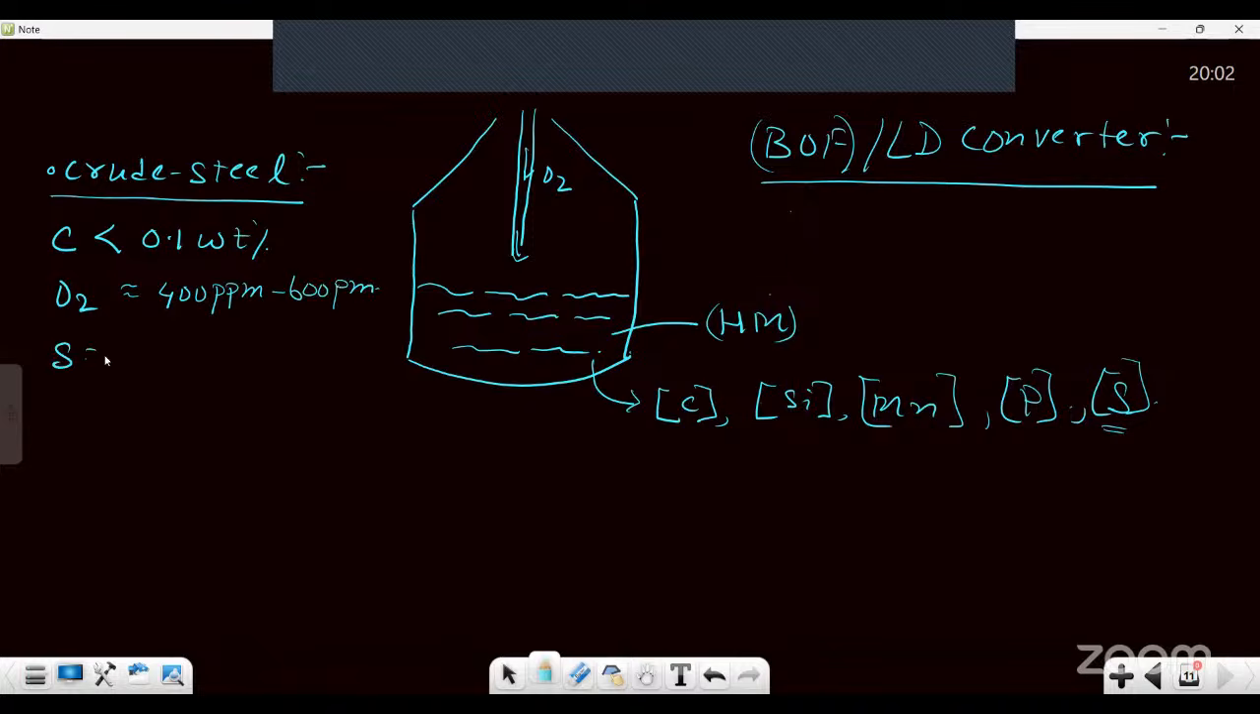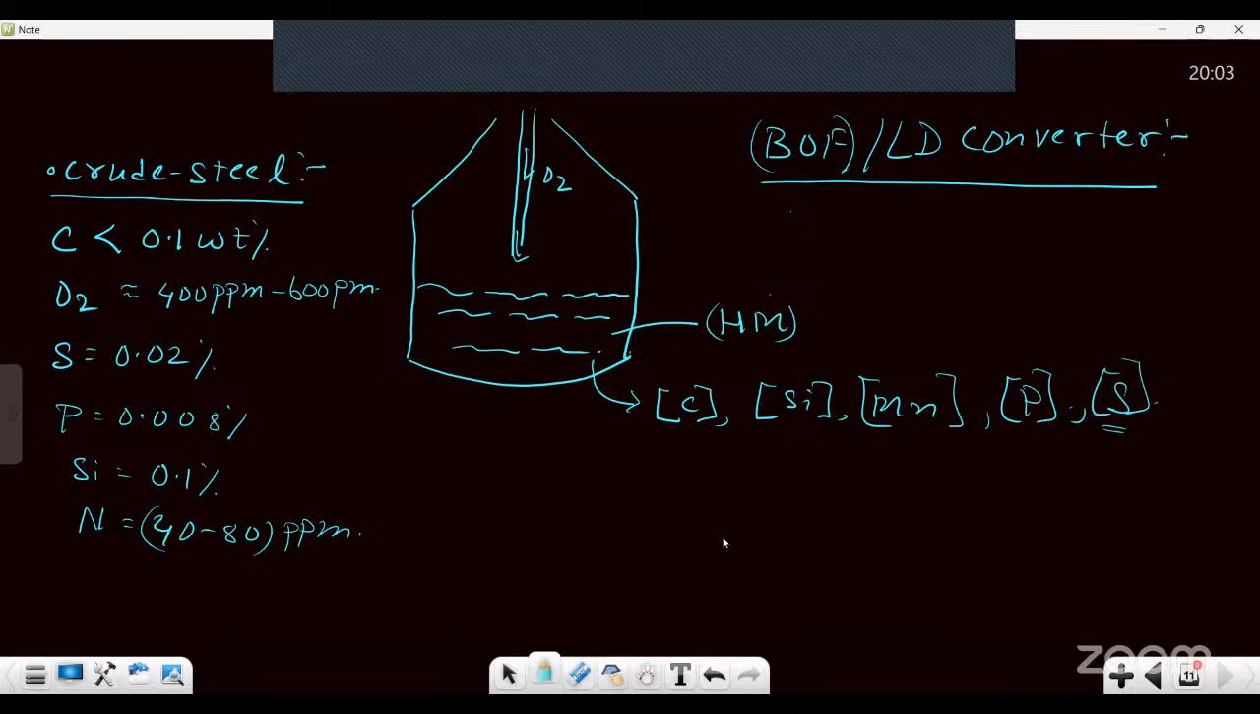Sulfur should be 0.02%. Phosphorus should be very less, like I said, 0.008%. Silicon should also be less, about 0.1%. And nitrogen should be 40 to 80 ppm. So this is mainly the composition of the crude steel.